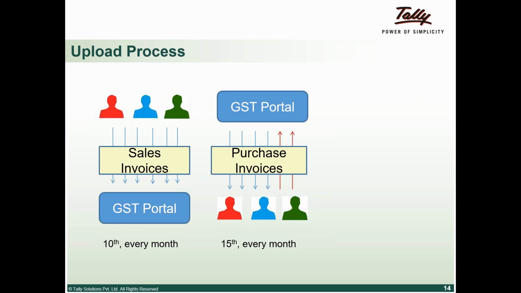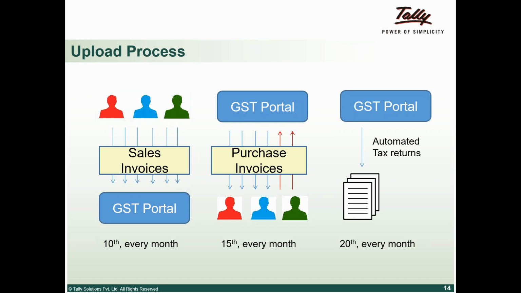Now you will see these two red lines which are going up. This is what I was mentioning earlier, that in case you have any purchase invoice which has not been declared by the selling dealer, there is a provision in the form where you can say, these are additional purchase invoices from these people that I have purchased, and you have to upload this by 15th of every month.